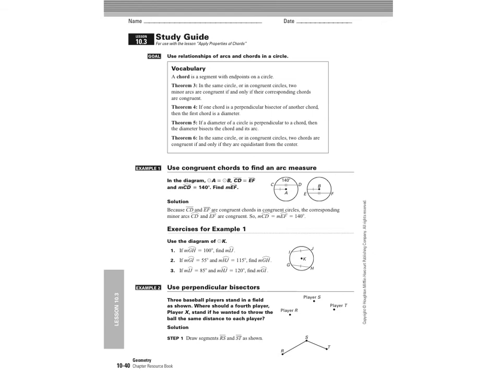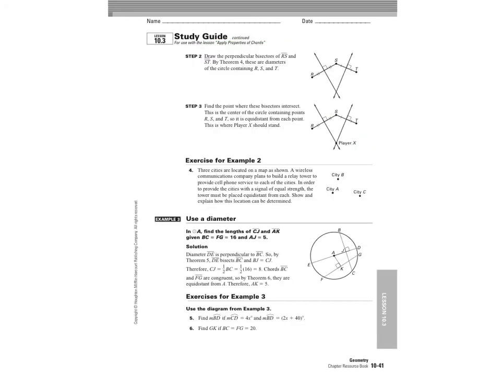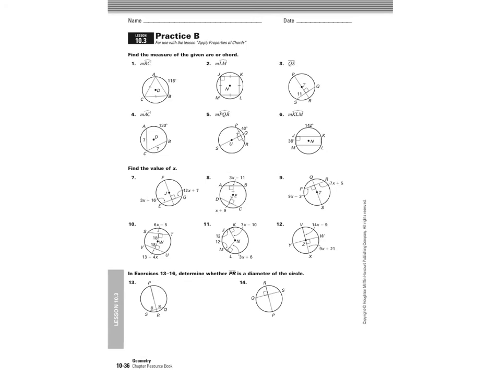Then from 10-3, again, you have the vocabulary and the theorems up here at the top. Be able to apply the theorems and know, when the chords are congruent, then the corresponding arc measures are going to be congruent. So be able to apply those different theorems. Most of the examples in the study guide aren't going to apply to the questions on the quiz. So at least for the study guide, you can use the vocabulary and the theorems. I would focus on the questions in the homework that you did to practice questions for 10-3.